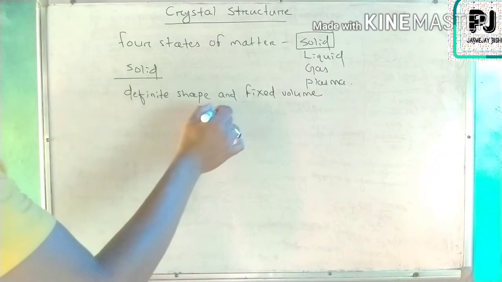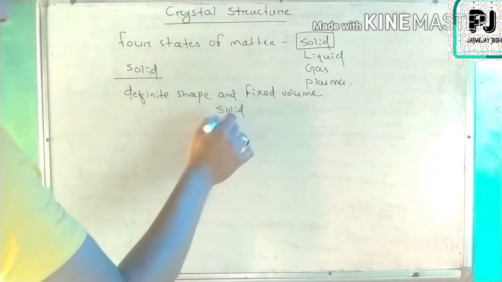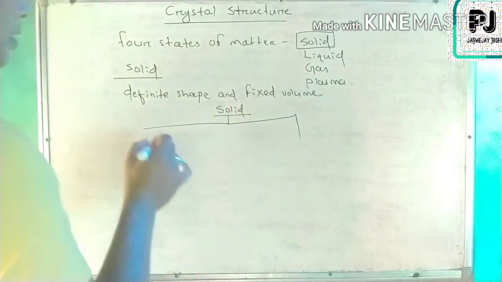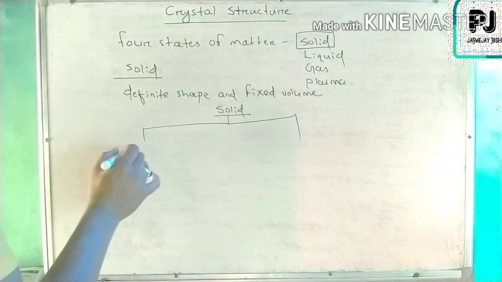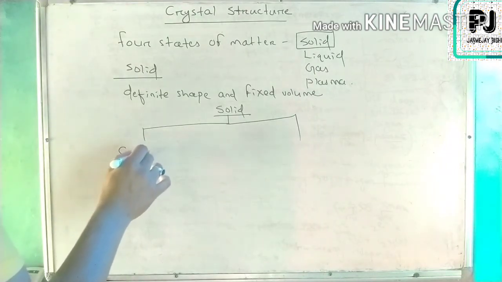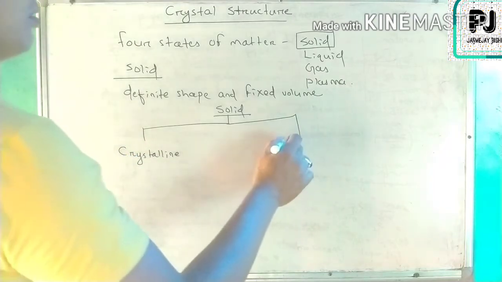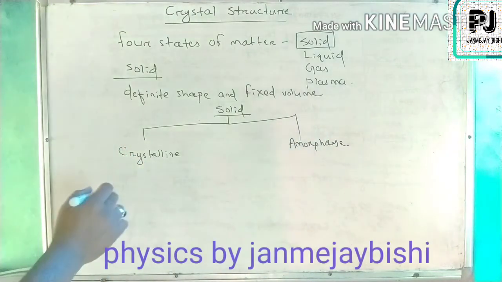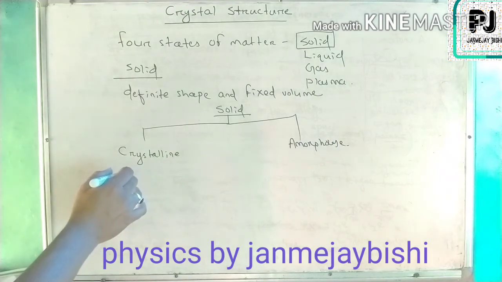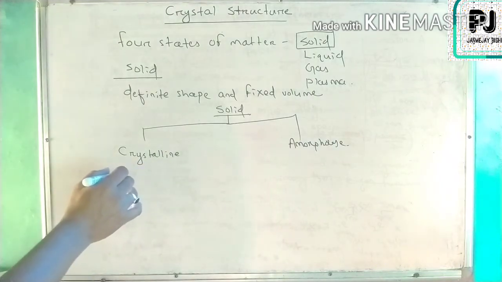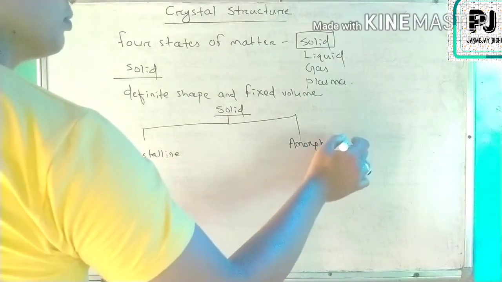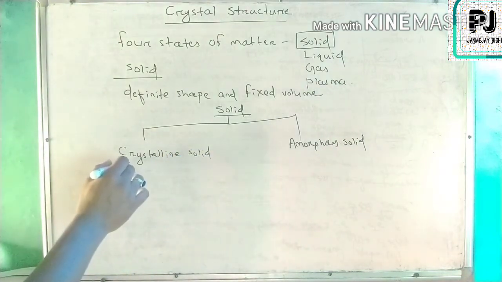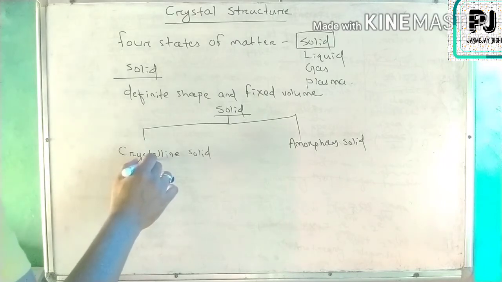So how do we classify this? First, we'll come to the sketch diagram of this one. The solids are divided into two parts: one is crystalline, another is amorphous. Crystalline and amorphous solid. These crystallines are again further divided into four parts.